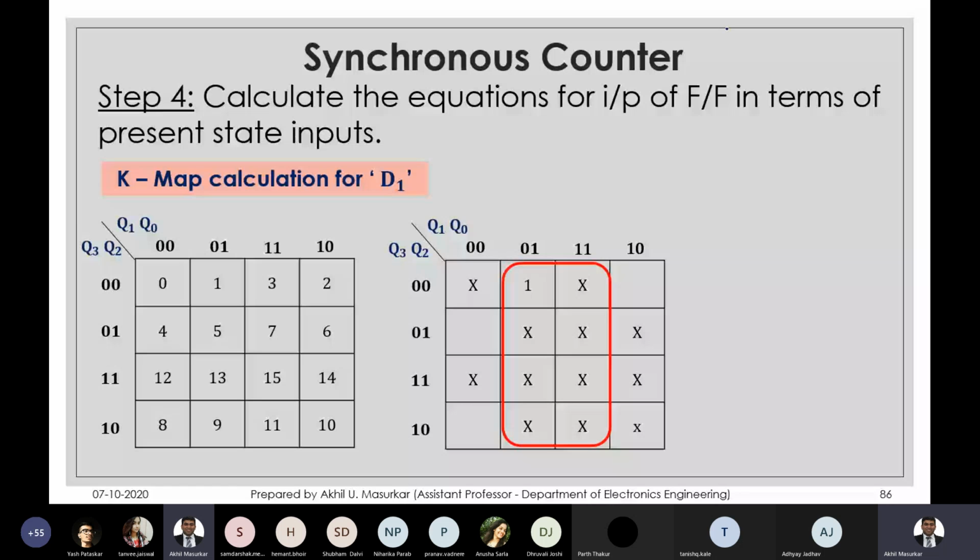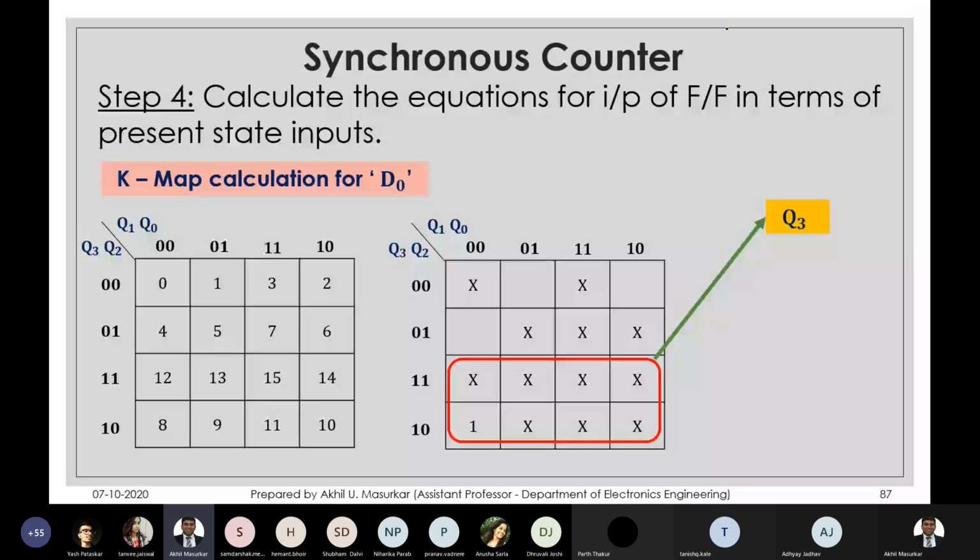So this is your Q0, and D1 is Q0. And let's quickly see the calculation of D0. So here you have an octave at the lower part of the K-map. Hemant and Omkar, why don't you start implementing the circuit? It will be really very easy. You can see that there are no gates involved at all.